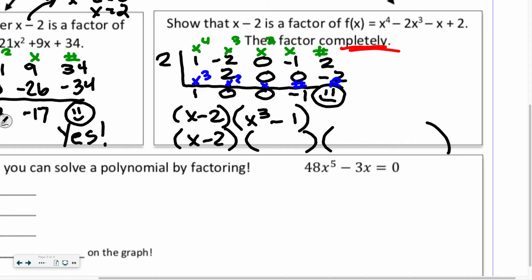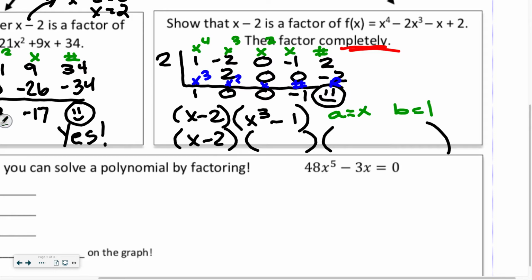Okay, so to use the factoring rule for sum and difference of cubes, you need a and b, which are your cube roots. So a cubed is x cubed. What's the cube root of x cubed? X. So a is equal to x. Your b cubed is 1. What's the cube root of 1? 1.